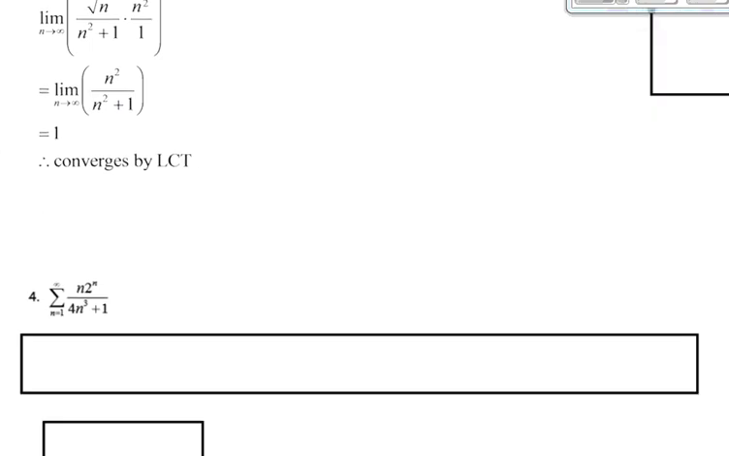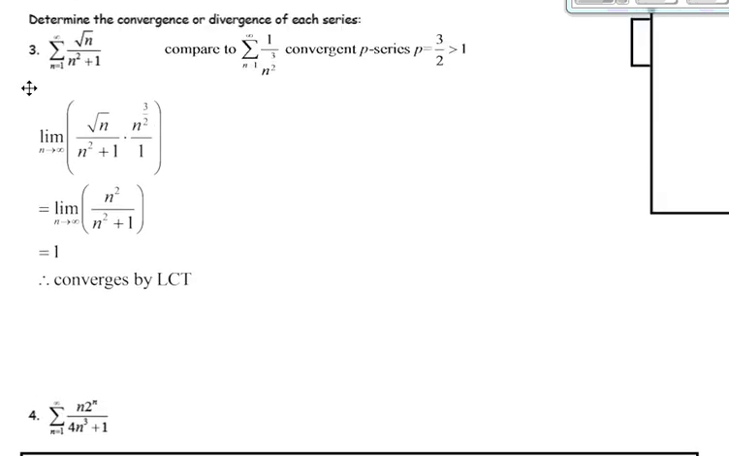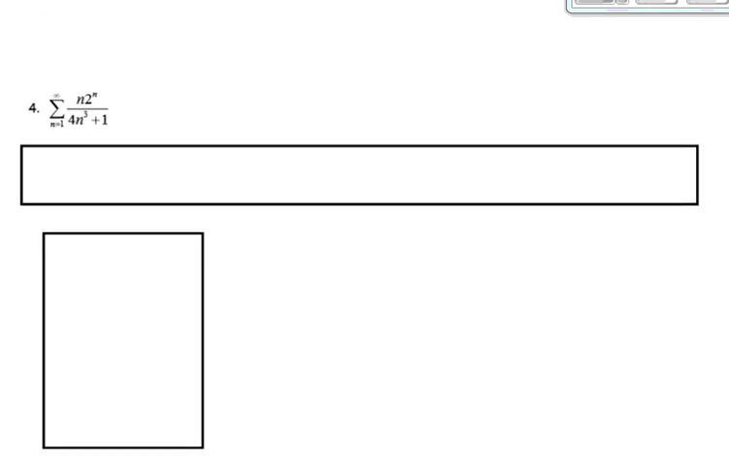Alright, number 4. So number 4 is a little bit different. As you can see, all the other examples that we did, number 1, number 2, and number 3, all of them were just regular n to the power of. But this one here, we have n to the power of 1 in the numerator, n to the power of 3 in the denominator.